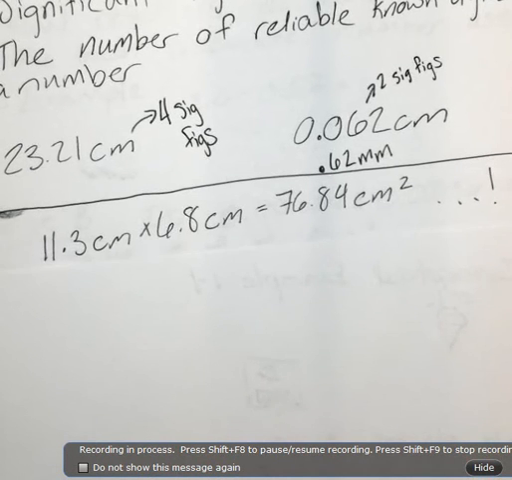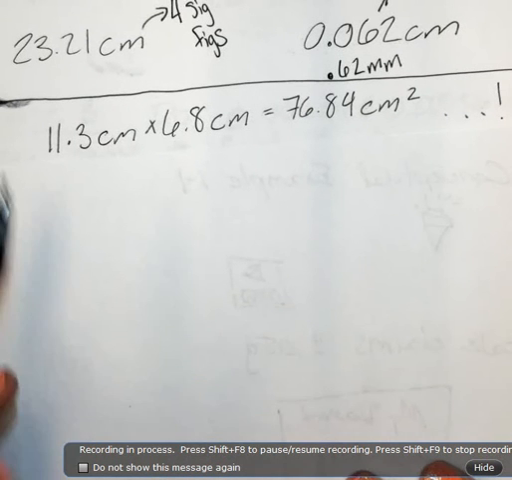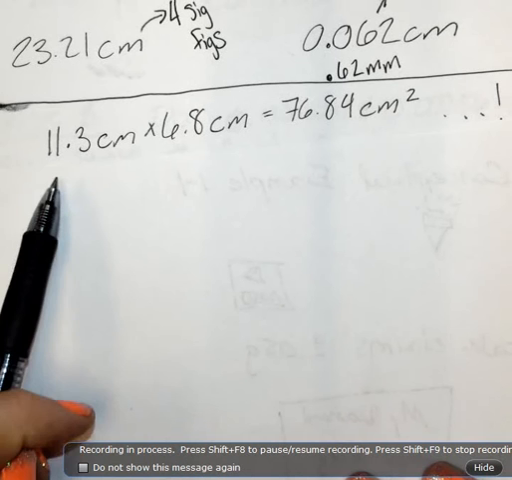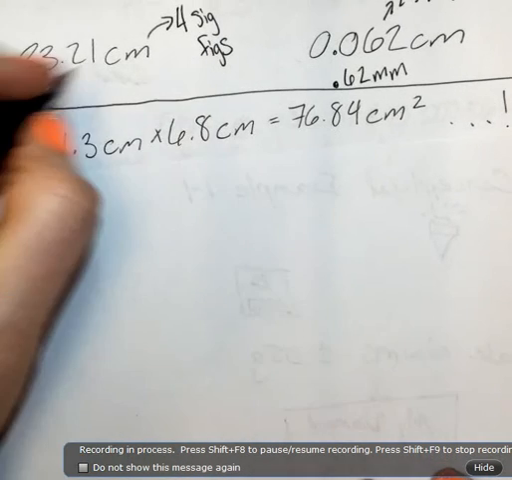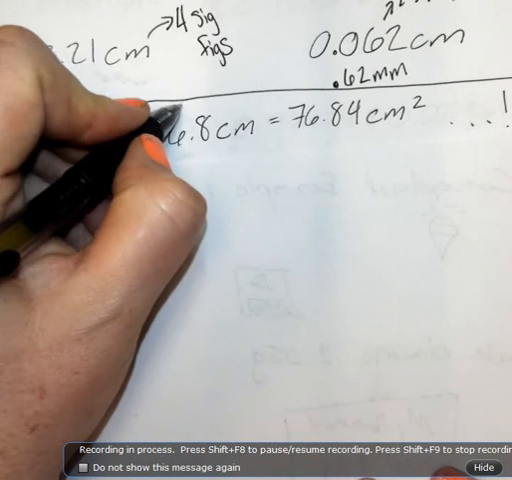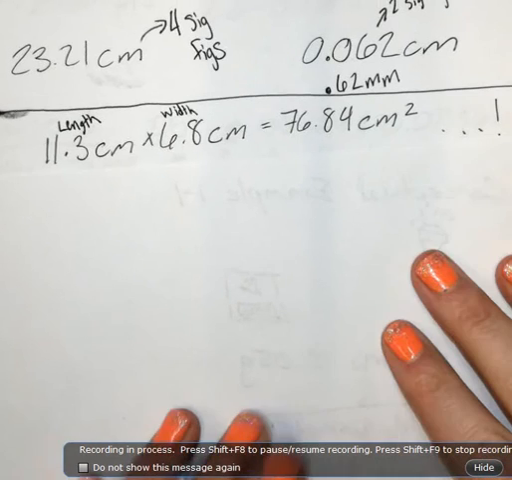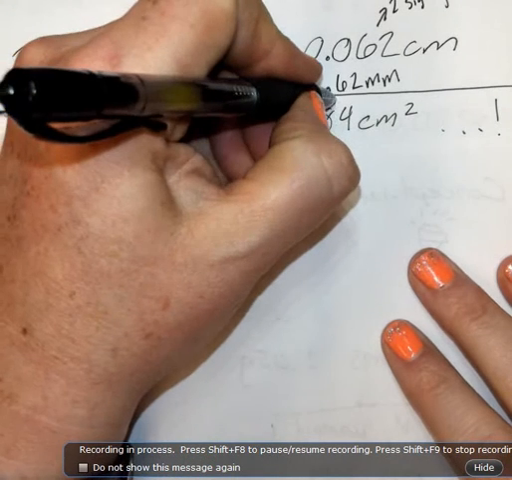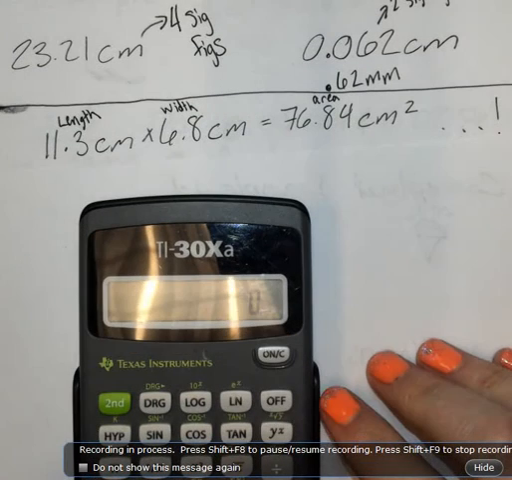But let's say that you have to calculate with them. If in that same laboratory experiment you took a measurement that was 11.3 centimeters, and let's say that that's a length, and here's a width of 6.8 centimeters, if we want to find the area, area is length times width. So we're going to just do some really simple math. Length times width is going to be 11.3 times 6.8.